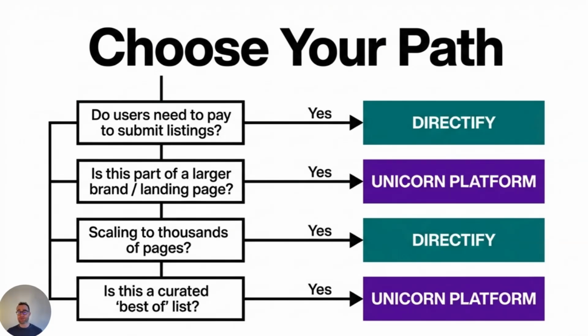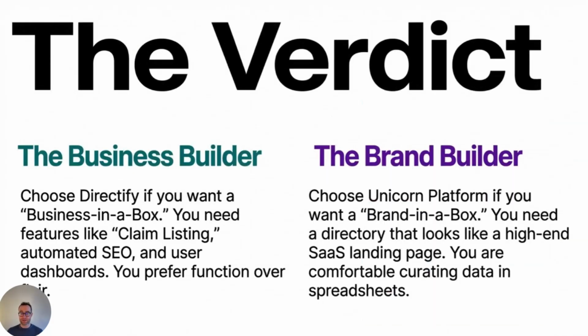And again, I've used both of these platforms. By the way, support on both is really top notch. I've talked to the developer on Directify and on Unicorn Platform. Their support has been very helpful for me, and I've had lots of interactions with them. Here's the verdict. Business in a box, if you want that. If you want features that would typically come with a directory builder, claim your listing, automated SEO, streamlined performance, user dashboard, or if you prefer function and just getting ranked over flair, go with Directify. If you want to have this fit with your brand and you want something that looks like a high-end SaaS page and you're going to be comfortable creating data in the spreadsheets, then do Unicorn Platform.